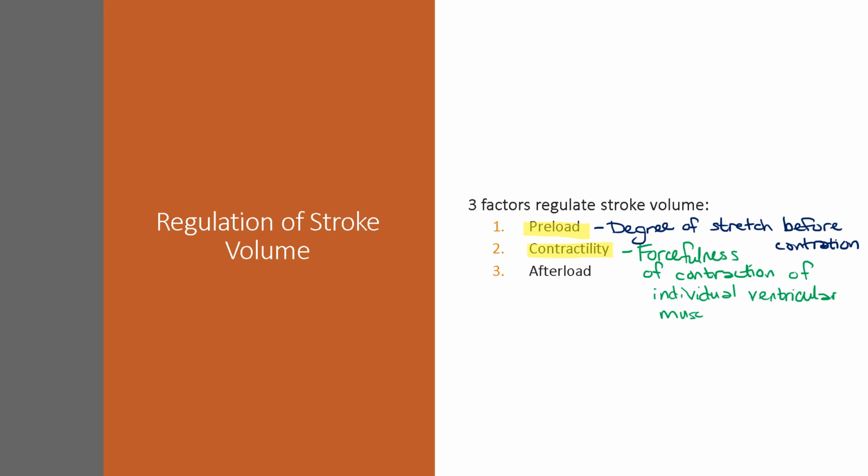Okay, individual muscle fibers. And then our final factor that regulates or changes stroke volume would be afterload. Afterload is the pressure that must be exceeded before ejection of blood from the ventricles can occur. So it's the pressure that the heart has to overcome in order to pump blood from the ventricles.